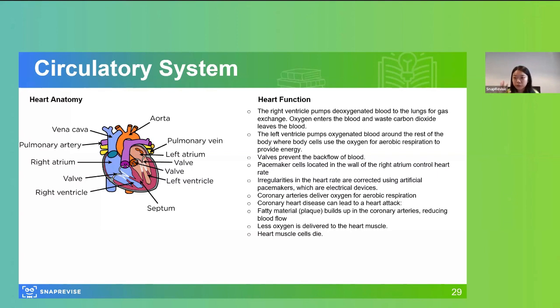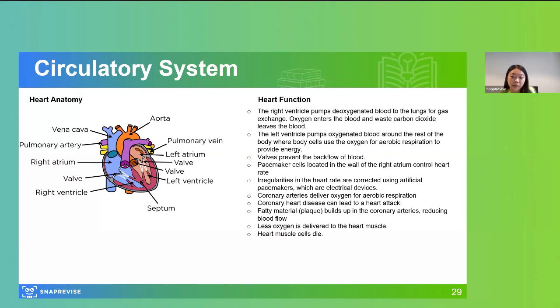If less blood can flow through, there's less oxygen going to your heart muscles. That causes your heart muscles to die, because without any oxygen going to your heart muscles, there's no respiration, no energy, and they just die. This can cause a heart attack. So this is the mechanism, the steps of what happens in a heart attack because of coronary heart disease building up. That's the explanation of it. They might ask you an application question on this.